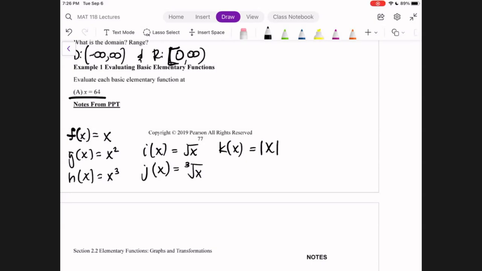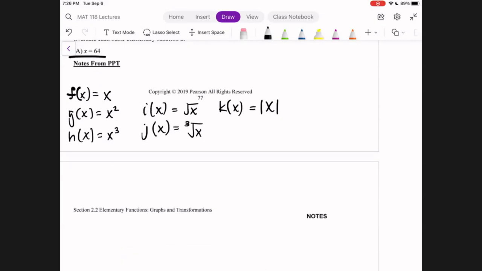Now, I used different function names, so F would be for the linear one, or sorry, identity. G is for the quadratic, H is for cubed, and then I is for square root, J is for cube root, K is for absolute value. Okay. So just think, for instance, if I wanted to find F of 64, this would just be using my definition, so that's just 64. G of 64, which would be using the quadratic, would be 64 squared, which is a rather large number. Okay, so let's see what this would be in our calculator.